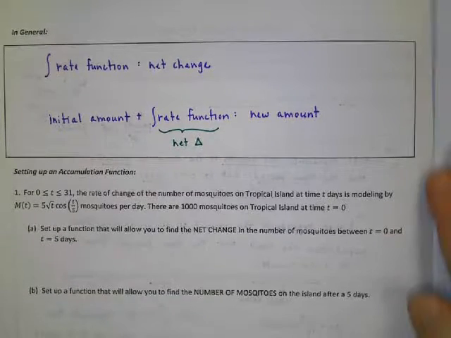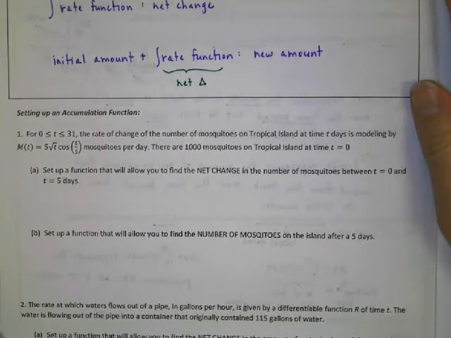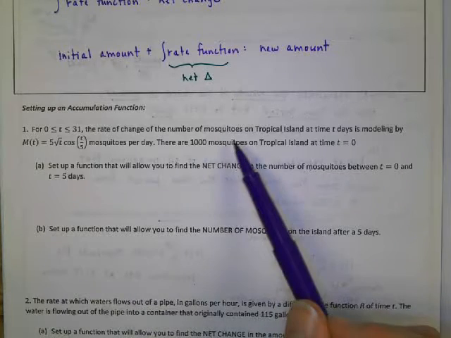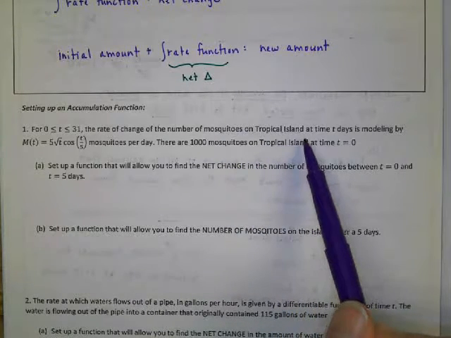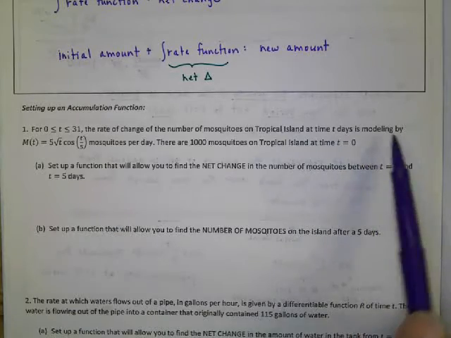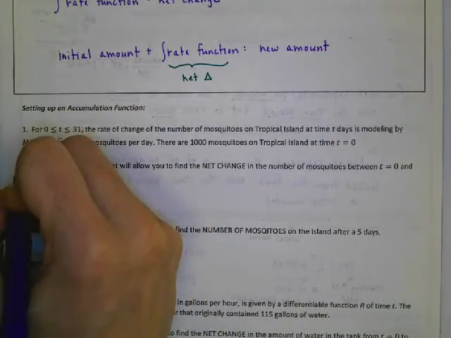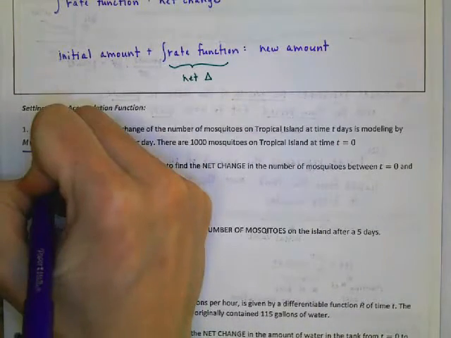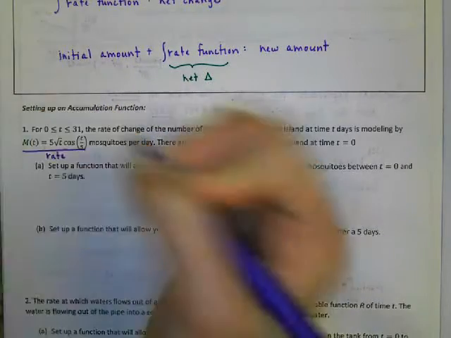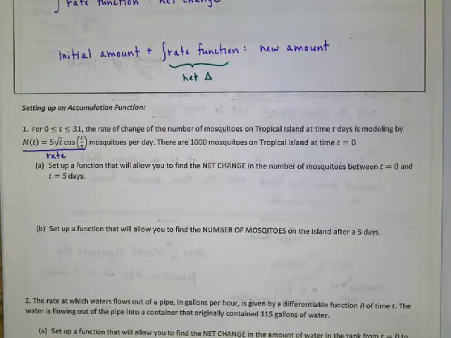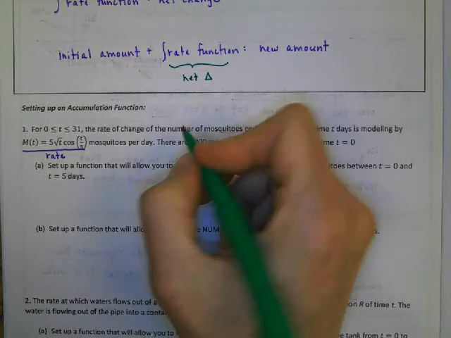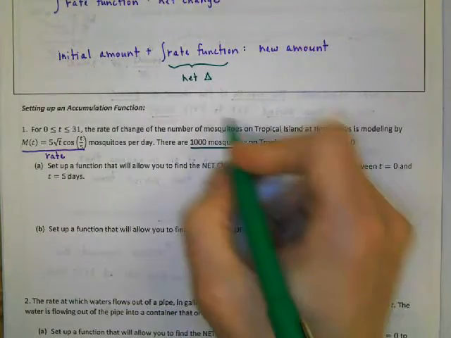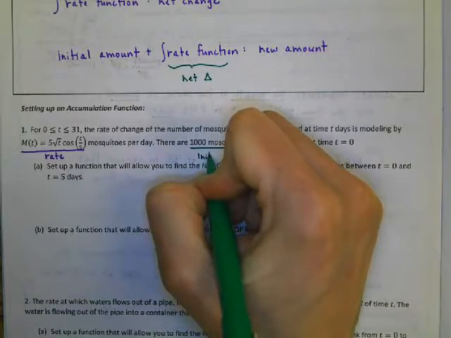So my first example says for t between 0 and 31, the rate of change of the number of mosquitoes on a tropical island at time t days is modeled by this function. So again, the important thing to notice here is that this function represents a rate. They're also telling us that there are 1,000 mosquitoes on the tropical island at time t equals 0. So here's our initial amount.